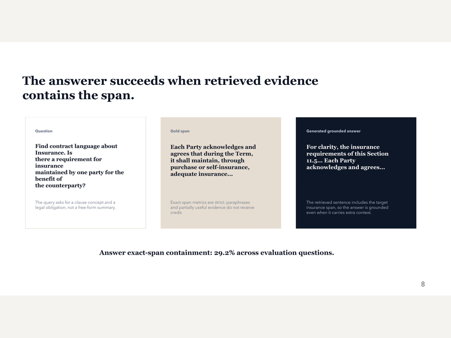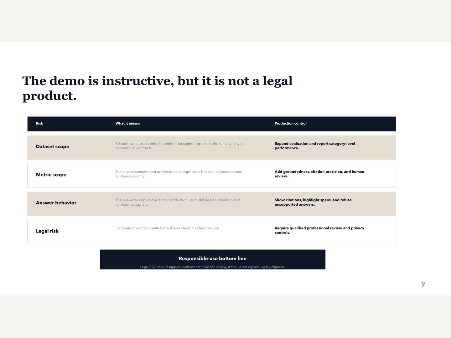Across the evaluation questions, the selected evidence sentence contained the exact gold span 29.2% of the time. That is a strict metric, because a useful paraphrase or partially relevant passage still does not receive credit unless it contains the exact annotated span. The demo is instructive, but it is not a legal product.